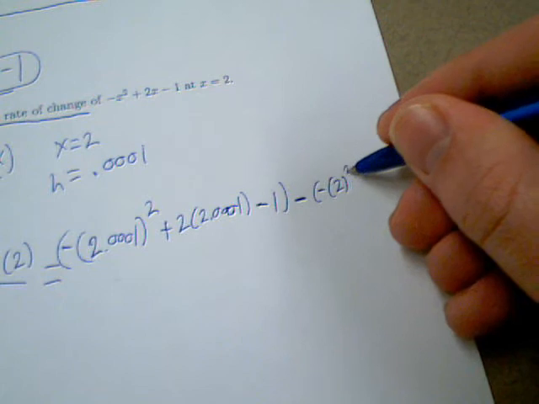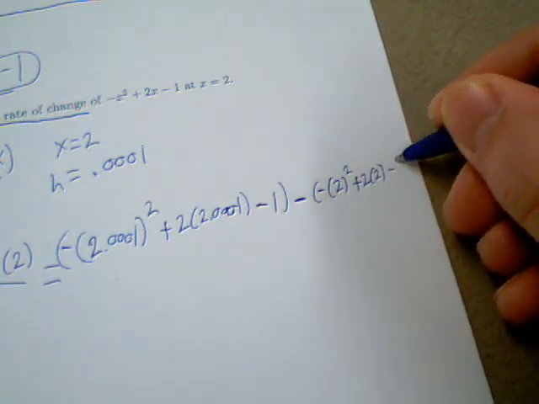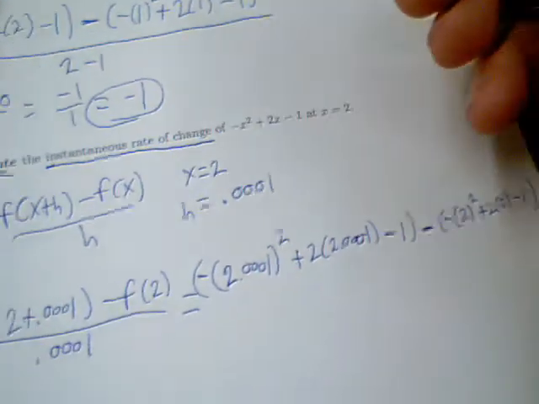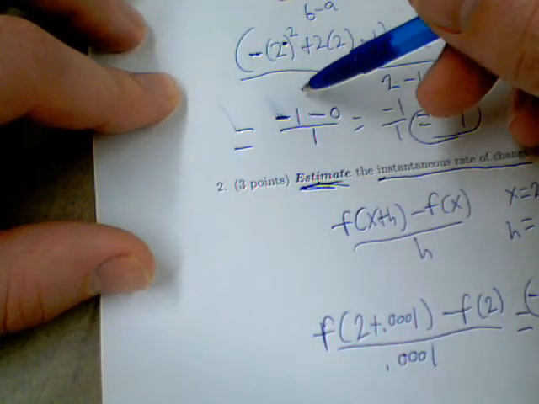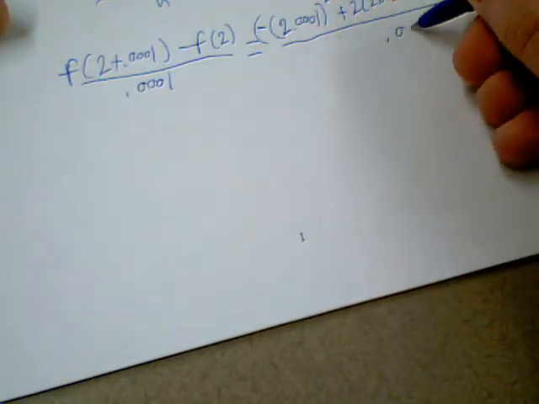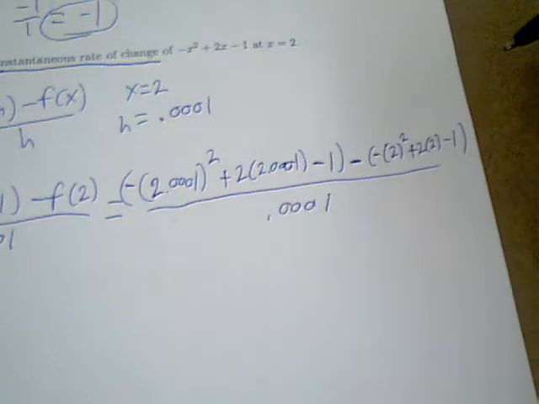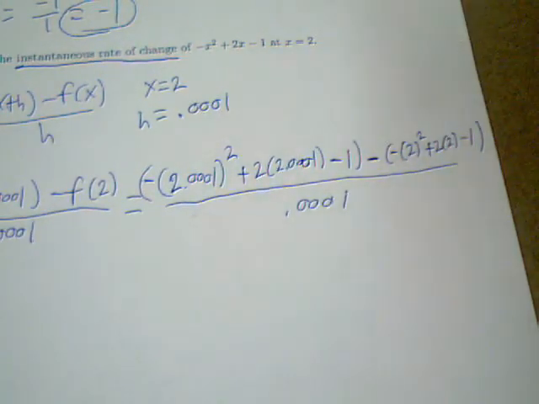Then from that we're going to subtract f of 2, so we'll have negative 2 squared plus 2 times 2 minus 1. Or we could have looked up here and recognized that we already found this in part 1. F of 2 is just negative 1. So I could have just put negative 1 here, so it would be this whole thing plus 1.